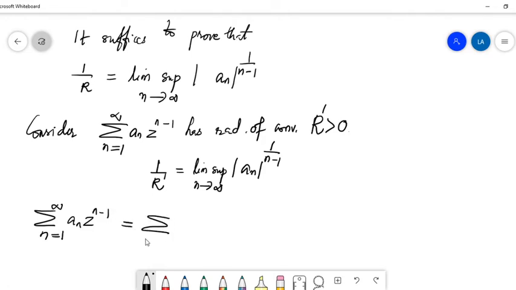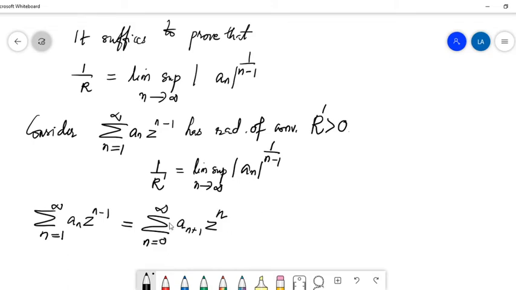Here it starts from a_1 plus a_2 z plus a_3 z square, like that. So here I am writing n is equal to 0 to infinity, and then instead of a_n we have to write a_(n+1), and here it will be z raised to n. Both are the same.